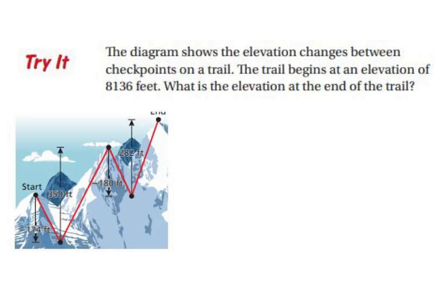All right, last of it. This is a try problem for you to try on your own. It looks like we've got a mountain situation here, and I want us to think about what we need to do in order to solve this. Some key information that we have is that we start at an elevation of 8,136 feet, and it's asking what is the end of the trail elevation. So give it a try, and we'll go through it in a second.